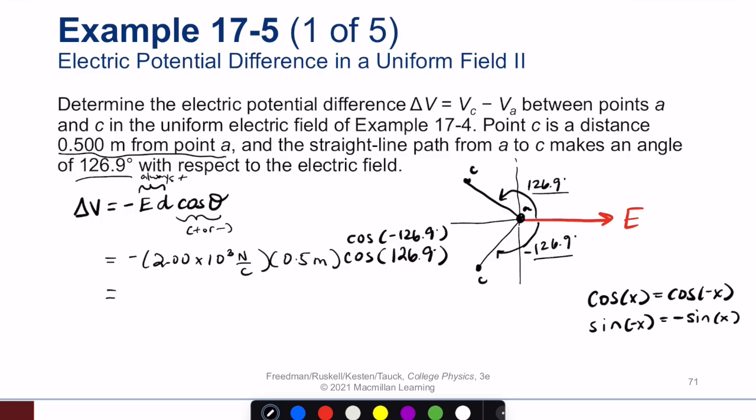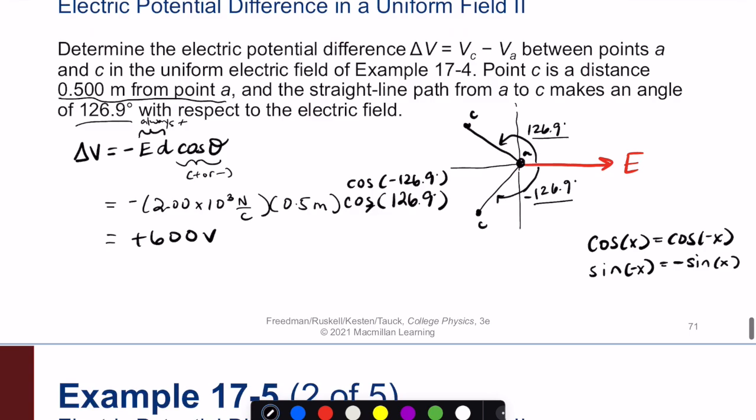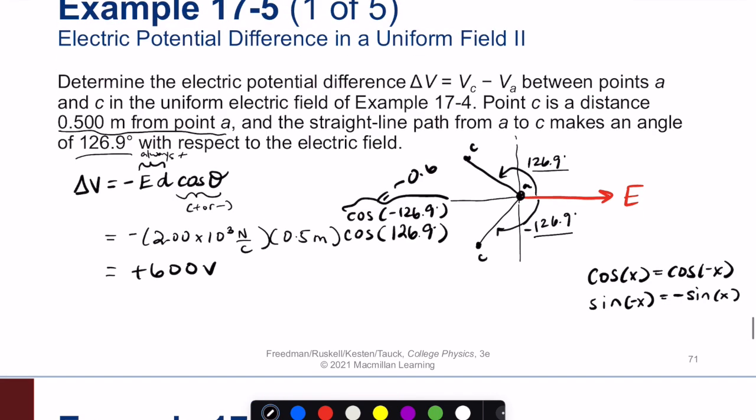Okay, so I get a positive 600 volts. And you can convince yourself by typing in a negative cosine of negative 126.9, and you can see that you get the exact same value, which is negative 0.6. Both of these equal negative 0.6. So our potential difference is 600 volts, positive.